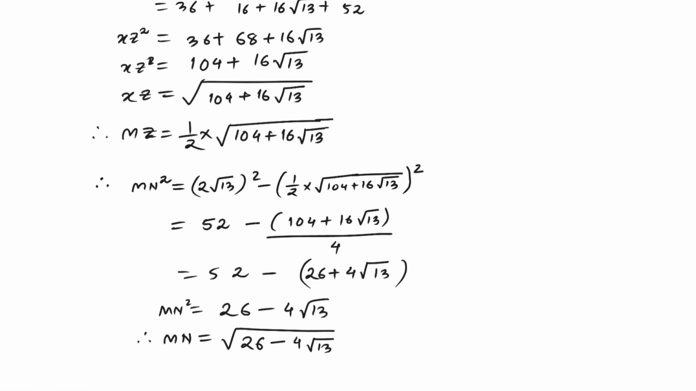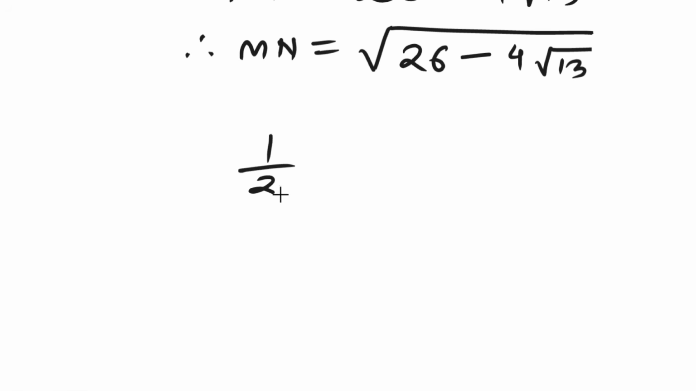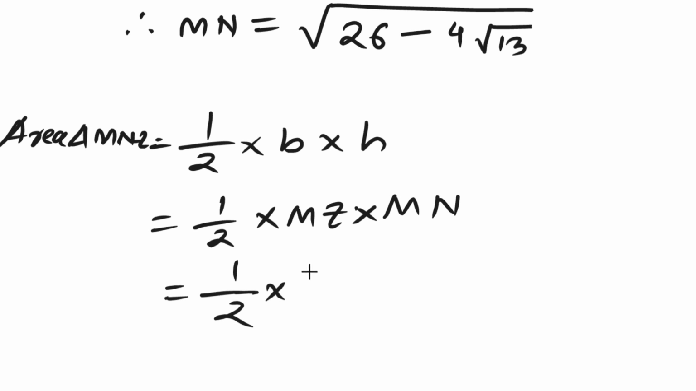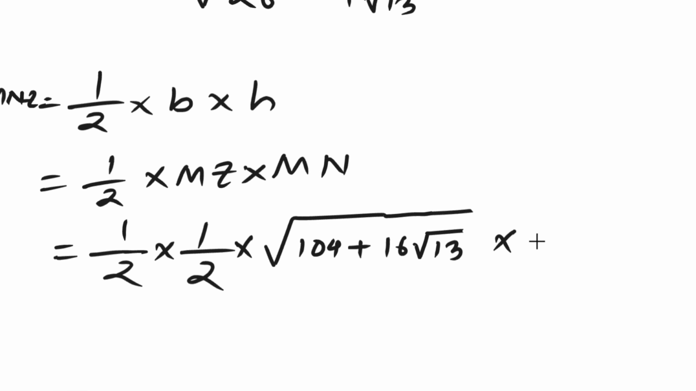Now, we are ready for the final step. The area of a right triangle is 1/2 multiplied by the base multiplied by the height. Here we use MZ and MN as the perpendicular sides, so the area equals 1/2 multiplied by 1/2 multiplied by the square root of the quantity 104 plus 16 times the square root of 13 multiplied by the square root of the quantity 26 minus 4 times the square root of 13.